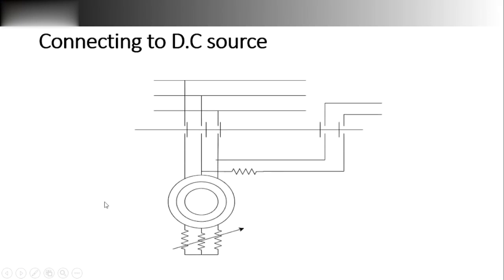How it is done, here in the diagram we can see a squirrel cage slip ring induction motor which is connected to a three-phase RYB source, and this is the DC source. We have the external resistance, which is used for limiting the high inrush current, to prevent it from getting into the motor and damaging the windings.